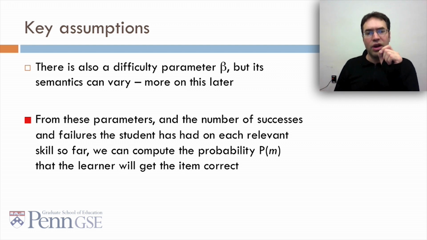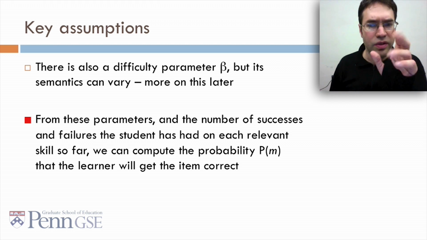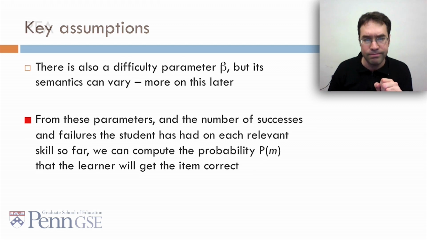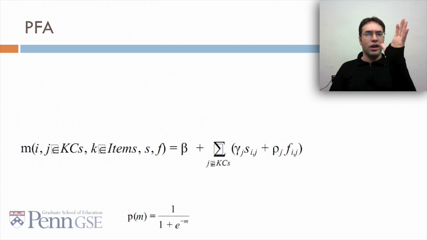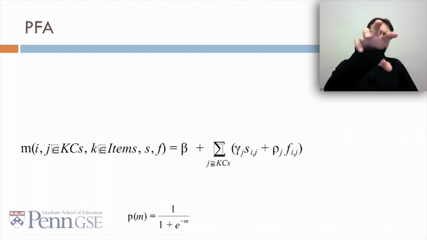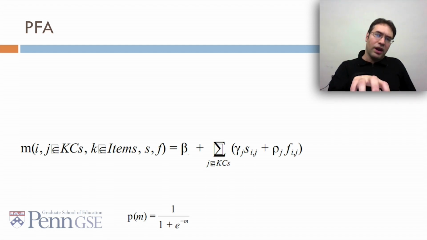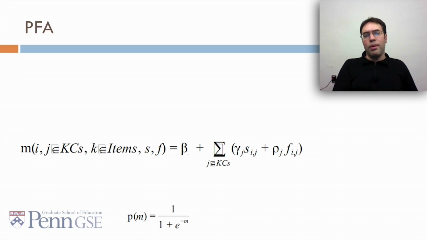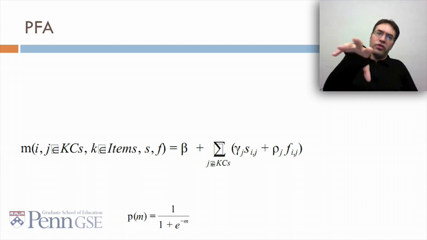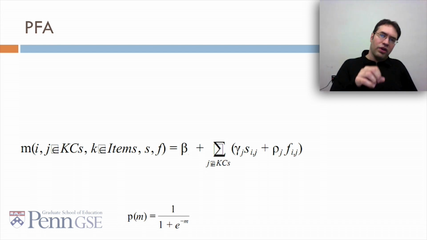From these parameters, and the number of successes and failures the student has had on each relevant skill so far, we can compute the probability, P of m, that the learner will get the item correct. So PFA can be expressed mathematically as follows. First you compute m. M is a function of beta, the difficulty, and the sum of the number of successes and failures with their weight parameters, gamma and rho, that students have had on every relevant skill in the problem. You take that m and then you put it through an exponential function.